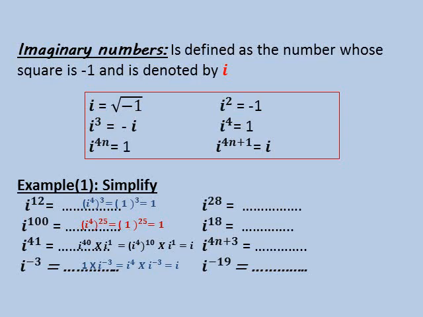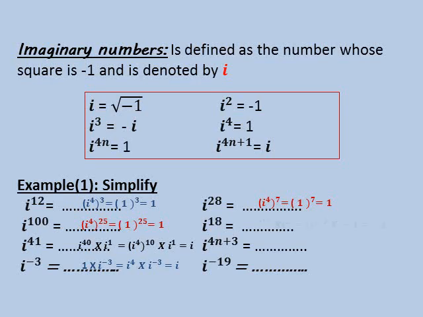Next one, i²⁸. 28 is directly a multiple of 4, so i²⁸ will equal 1. i¹⁸. Is 18 a multiple of 4? Of course not. Which number is a multiple of 4 and near to 18?